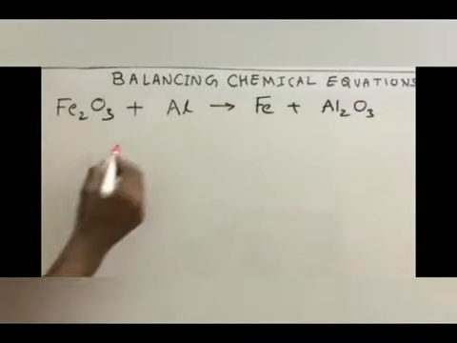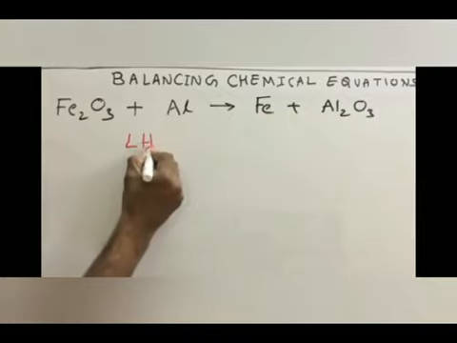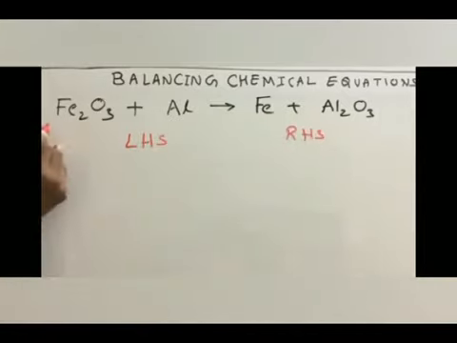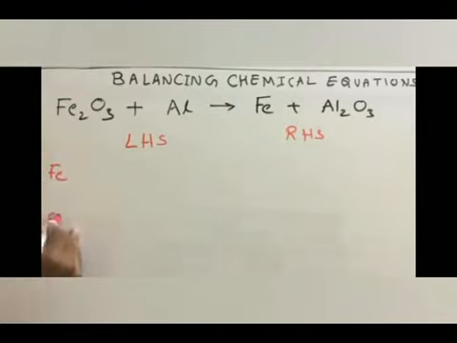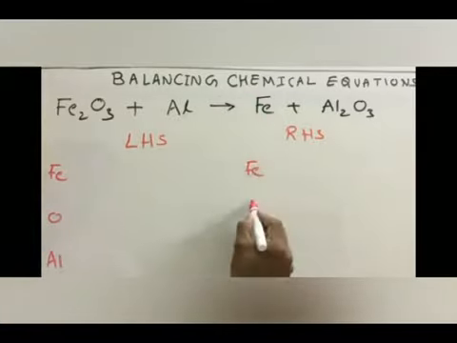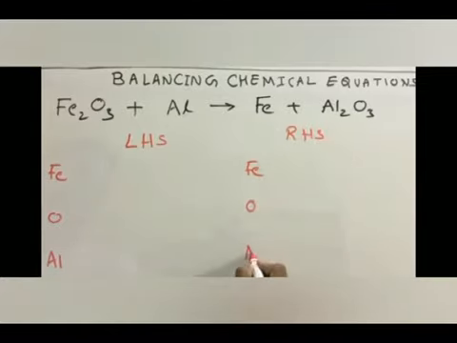We go for the next equation. So LHS, RHS. Fe2O3 plus Al gives rise to Fe plus Al2O3. Iron, oxygen, aluminium. Same way you write. Iron, oxygen, aluminium. Write down in the same order how you wrote LHS.